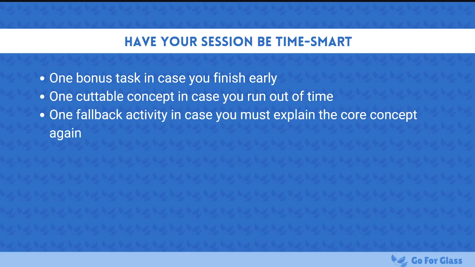Additionally, you should always come prepared with 3 things. 1, one bonus task in case you finish early. 2, one cuttable concept in case you run out of time. And 3, one fallback activity in case your plan doesn't land. Some mentors will even color code their outline to make it easier to plan for these contingencies. Green is must cover, yellow is nice to have, and red is extra only if there's time. That way you can adapt in real time without losing focus.